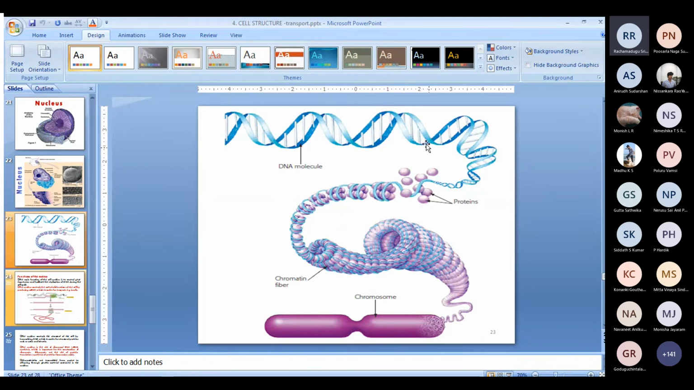This one, the blue one, made up of? Aren't they made up of proteins? Proteins. Yes, ma'am. Do you think it's made of chromatin fiber? Chromatin fiber?